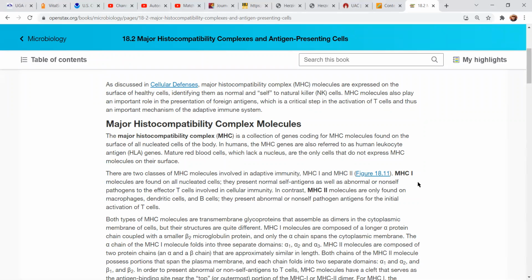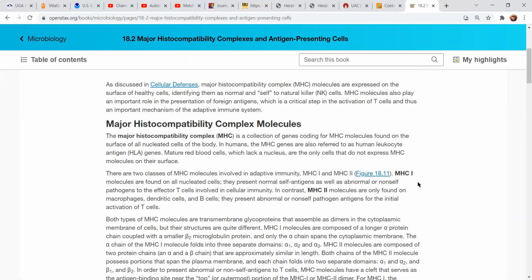MHC1 are found, again, on all nucleated cells. They present normal self-antigens as well as abnormal or non-self pathogens to effector T cells. The MHC2 molecules are only found on macrophages, dendritic cells, and B cells. They only present abnormal antigens.